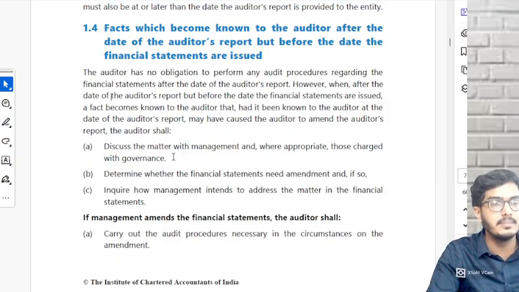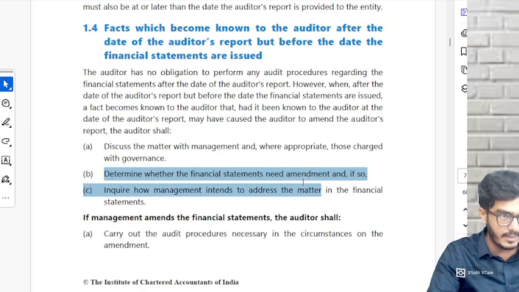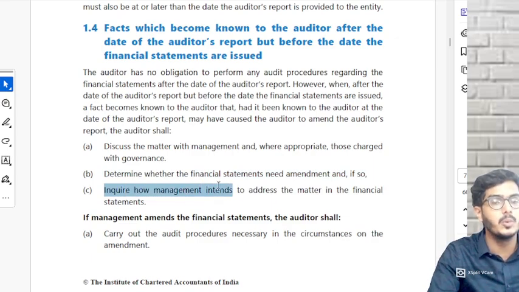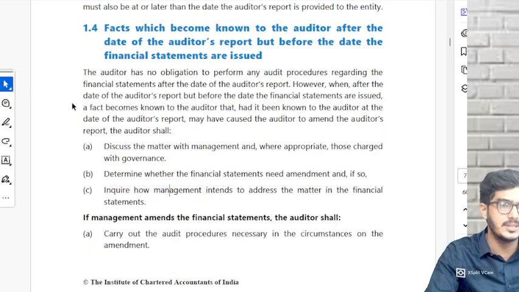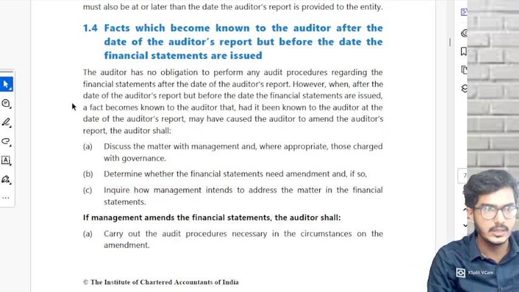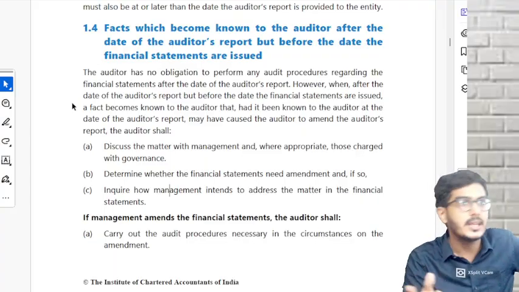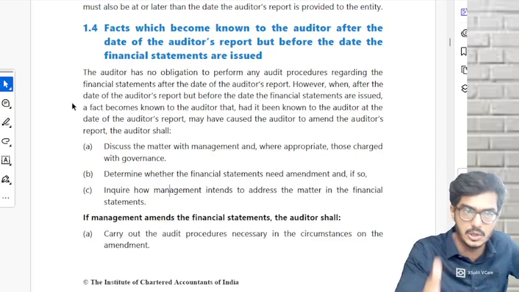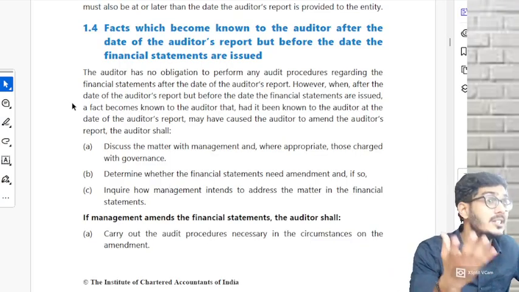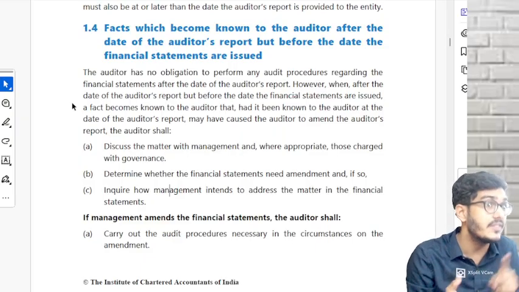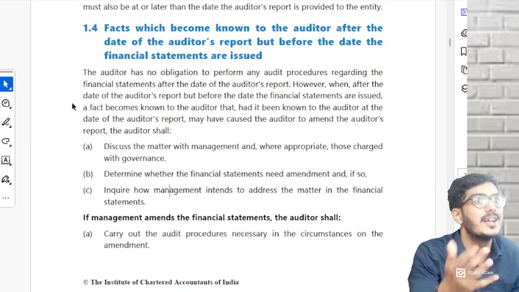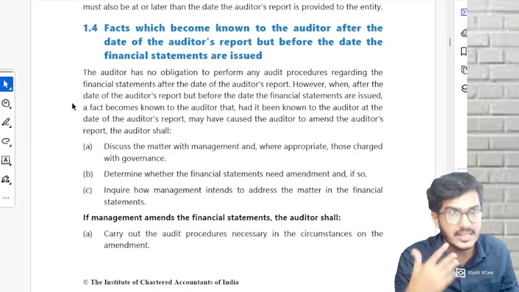Auditor shall discuss the matter with the management and TCWG, determine whether the financial statements need an amendment, and if they are ready to amend the financial statements, inquire how the management is going to address the matter in the financial statements. The management will decide either to give a disclosure or to change the amounts, whatever it is. If you're amending it, please inquire of the management how you're going to amend it, how you're going to disclose that particular matter, because your auditor's report is based on the FS. If the FS is being amended, then your auditor's report also should get amended. So we are concerned about that thing.